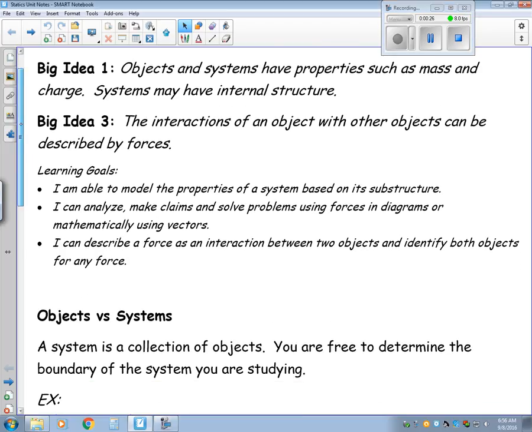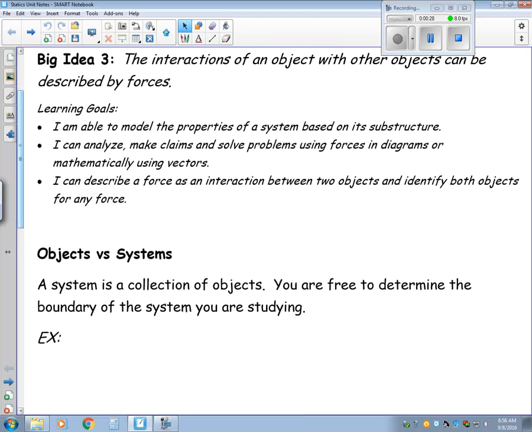So, for this unit, the learning goals that I'm going to grade, I want you to be able to model the properties of a system based on its substructure. I want you to be able to analyze, to make claims, and solve problems using forces and diagrams, or using vectors mathematically. And then I want you to describe a force as an interaction between two objects, and I want you to be able to identify both of those objects for any force.